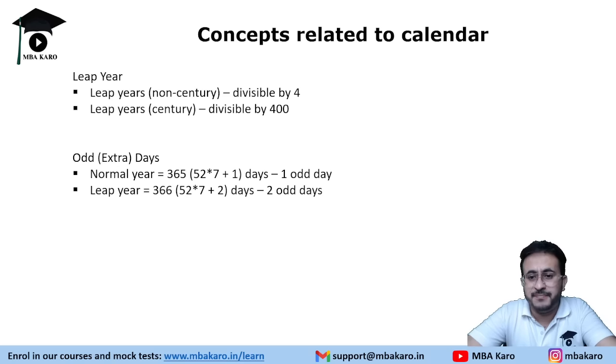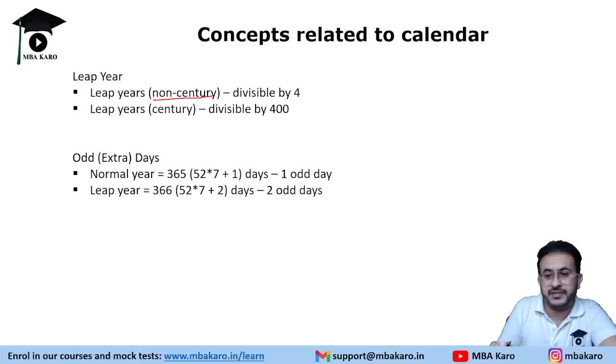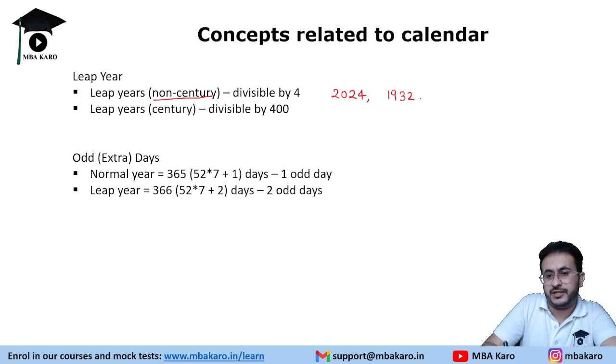Sometimes there are questions as simple as this: they will give you the year and ask which of these is a leap year. Such questions do come sometimes in SNAP. So if it is a leap year and it is a non-century year, it should be divisible by 4. For example, 2024 is a leap year. If I say 1932, that was a leap year. If I say 2196, that will be a leap year.